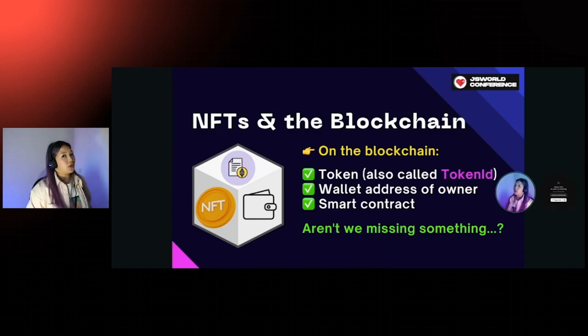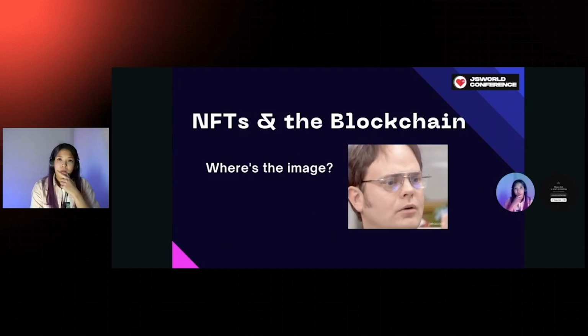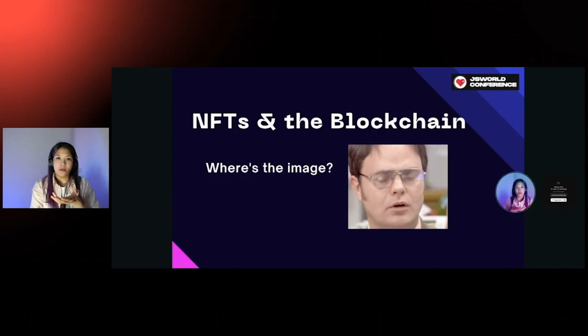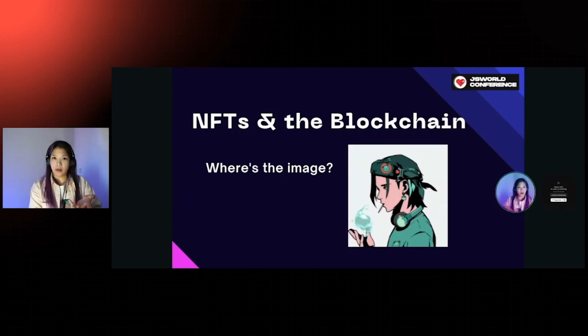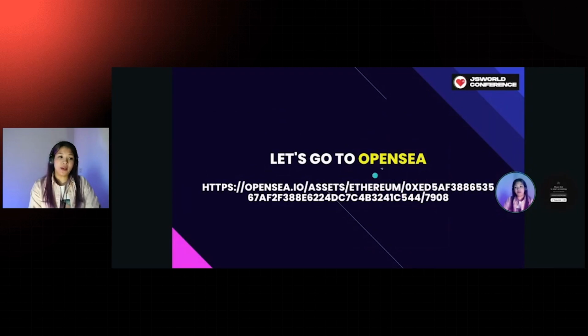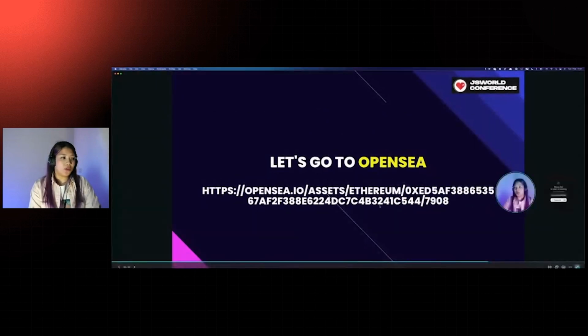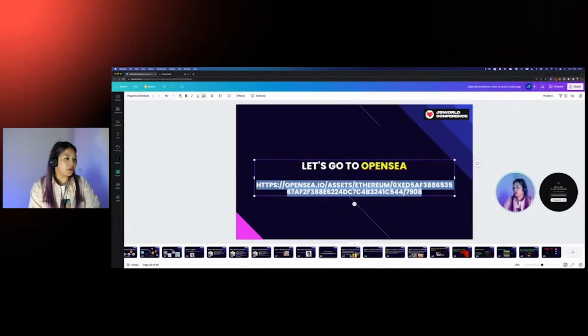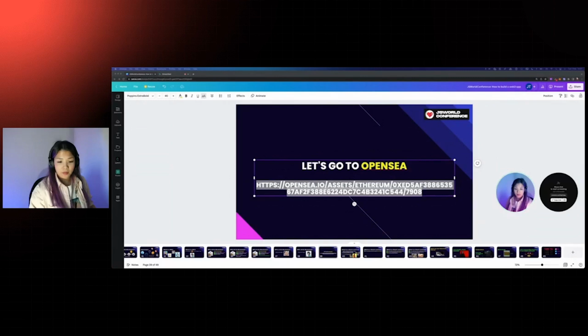But if you look at these three things, token, wallet, smart contract, aren't we missing something? Where's the image? Where's the image? Well, I'm going to show you, and let's find that out. I want you to go to this link. I'm going to copy this one and pop that into the Discord, and I want you to check this.